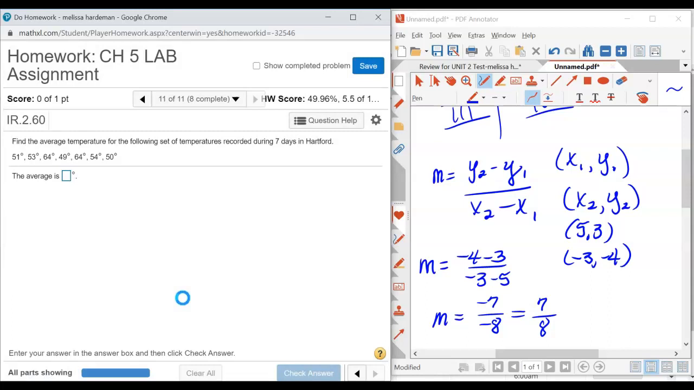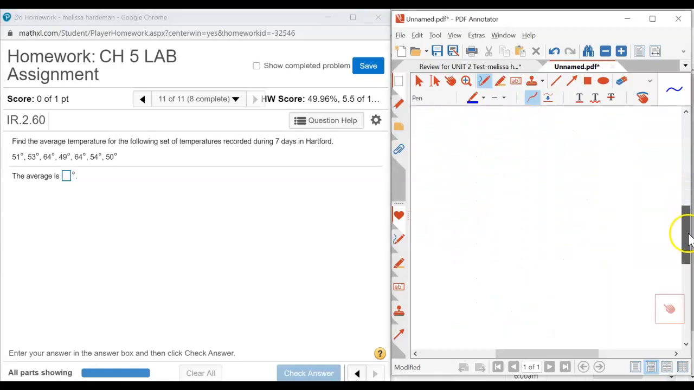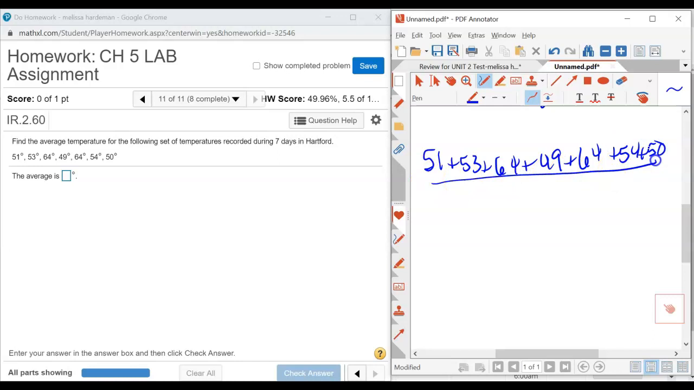find the average temperature for the following set of temperatures recorded during 7 days in Hartford. So I've been given 7 values representing temperature. How do you find averages? I bet you know. We just add all of those up, the 51 plus the 53 plus the 64, the 49, the 64, the 54, and the 50. Add those up and divide by 7 because I have 7 values. 1, 2, 3, 4, 5, 6, 7. And that would give you your average.